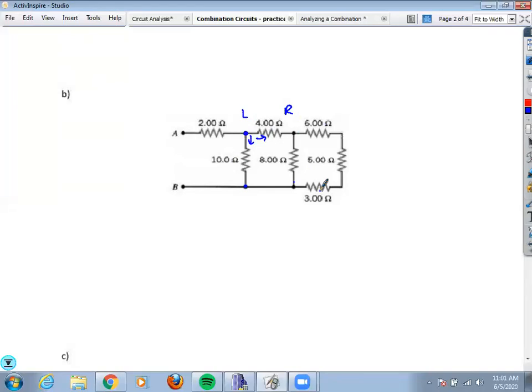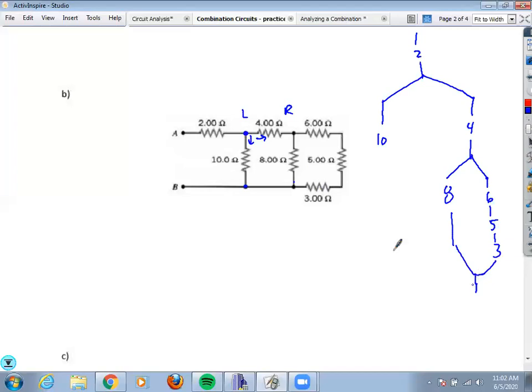So essentially, if you're going to draw this in a line, I'll draw it vertically. You've got the 2 ohm, and then you've got parallel. On the left side, you've got the 10 ohm. On the right side, you've got the 4, which then splits again. On the left side of that, you've got the 8, and on the right side, you've got the 6, the 5, and the 3. That comes back, and then that meets with the 10. So sometimes redrawing it can help.